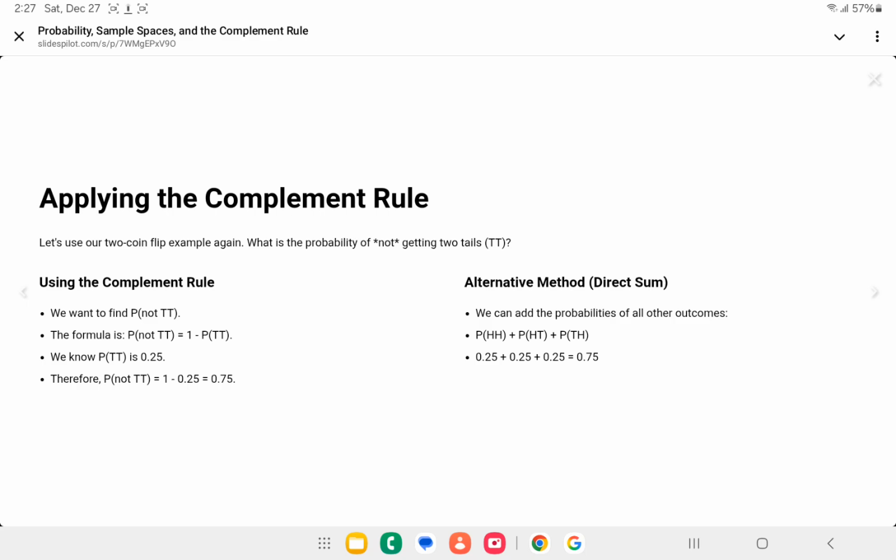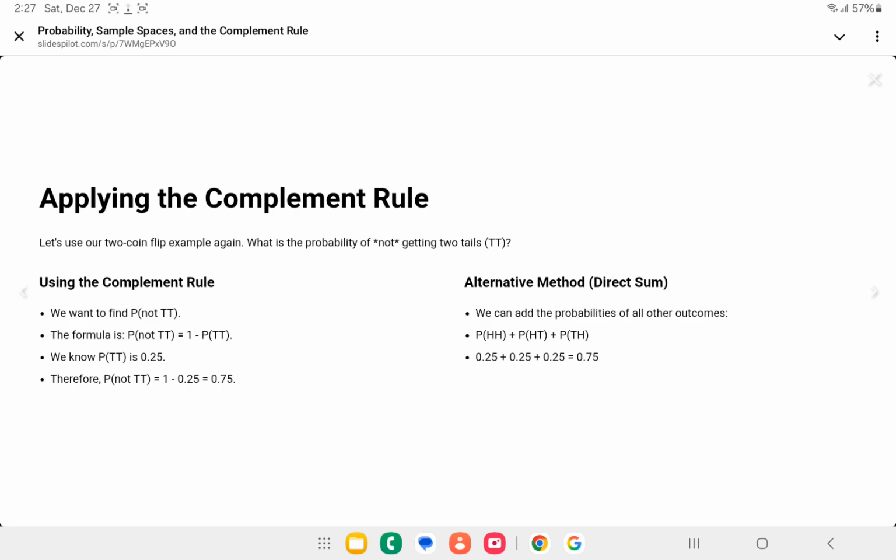Obviously, we didn't have to use the complement rule to solve this problem. We could have just added together all the probabilities of the outcomes that didn't include two tails. So we could have written that the probability of not getting two tails is equal to the probability of getting two heads, plus the probability of getting heads then tails, plus the probability of getting tails then heads. Adding these probabilities together also gives us an answer of 0.75.